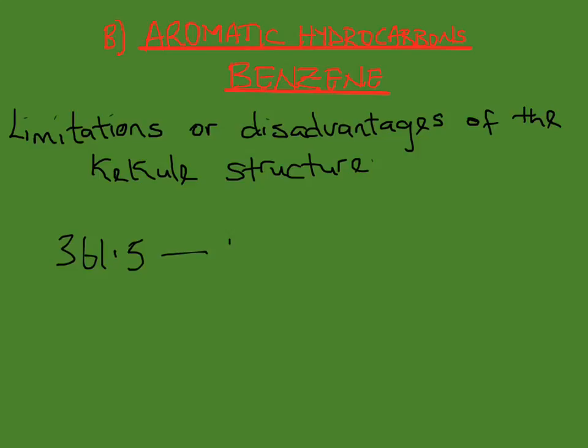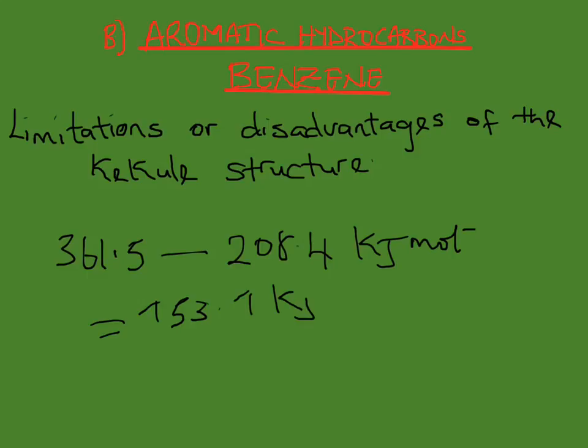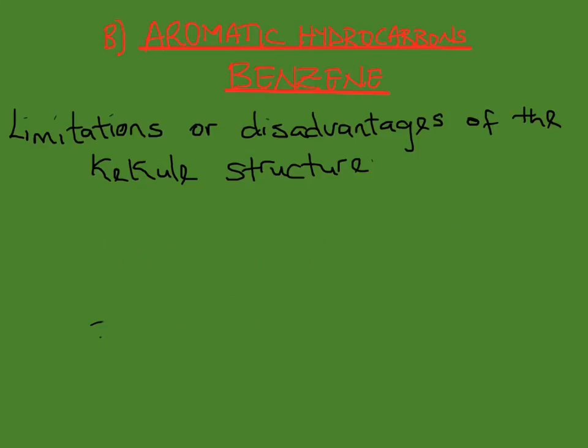361.5 kilojoules minus 208.4 kilojoules per mole is going to give us 153.1 kilojoules per mole. This is how stable the actual benzene structure is. This difference is known as the delocalization, stabilization, or resonance energy.